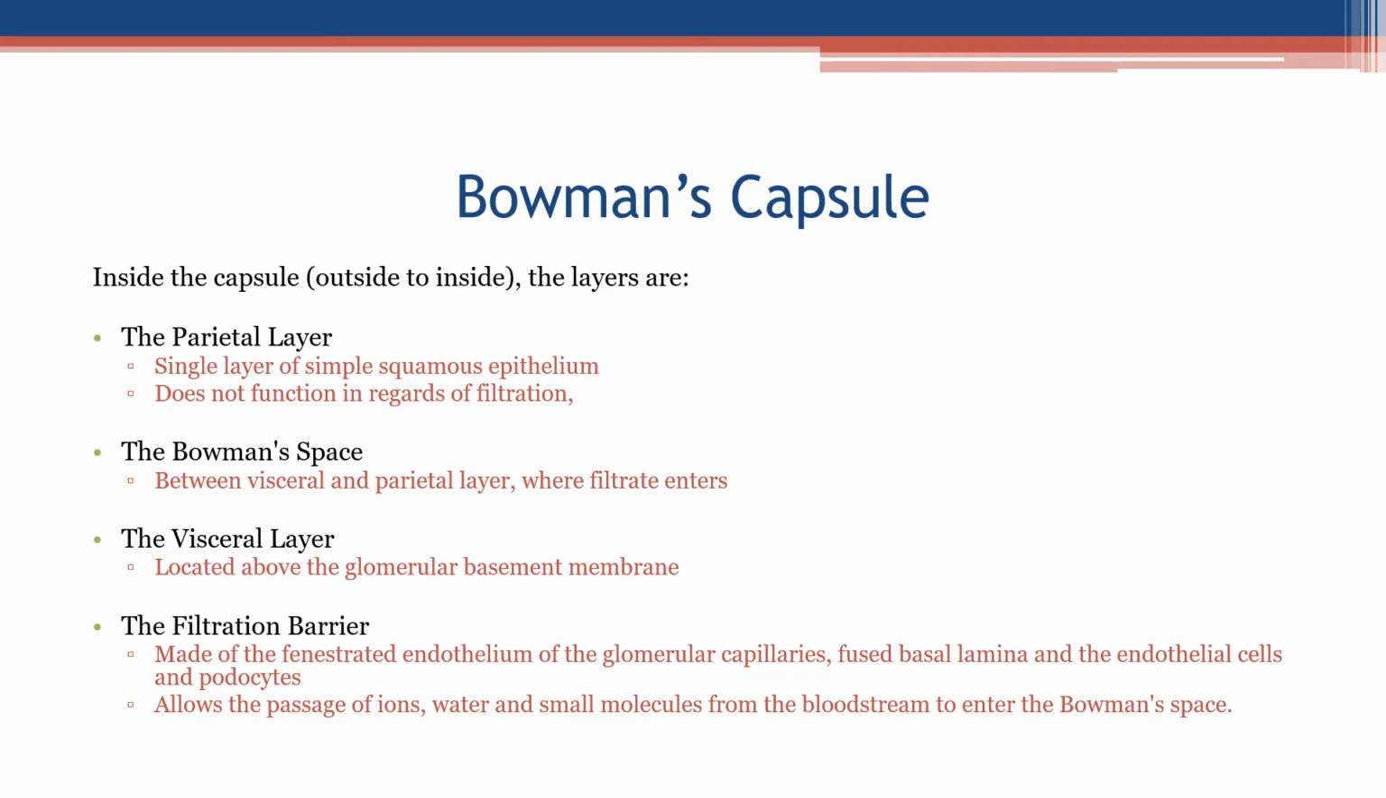The Bowman's space. Between the visceral and parietal layer, where filtrate enters. The visceral layer. Located above the glomerular basement membrane. The filtration barrier. Made of the fenestrated endothelium of the glomerular capillaries, fused basal lamina, and the endothelial cells and podocytes. Allows the passage of ions, water, and small molecules from the bloodstream to enter the Bowman's space.